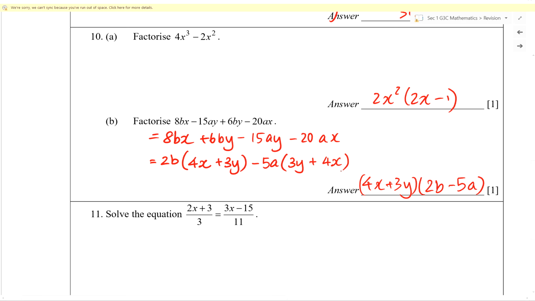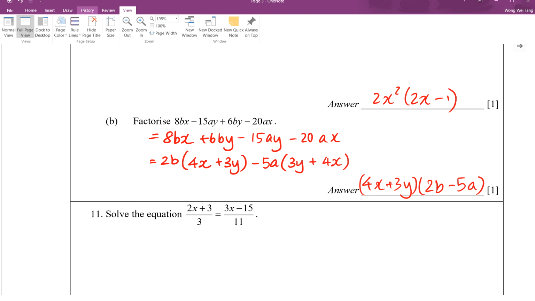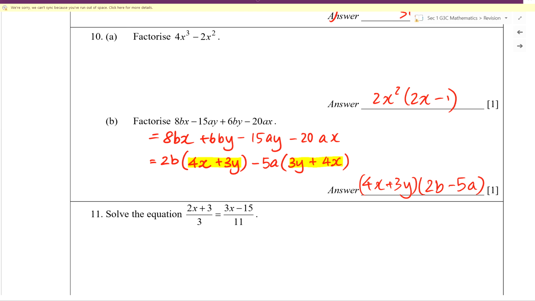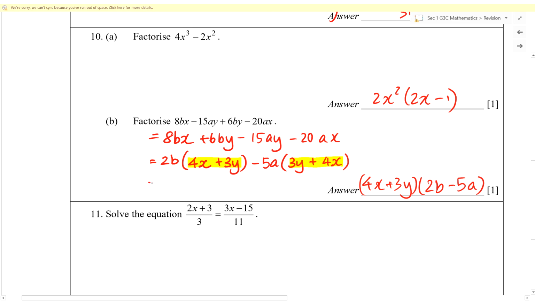You should be happy to see this because we have common factors over here already. 4x plus 3y, 4x plus 3y. So you can factorize them out again. Equals 4x plus 3y. In the other bracket, we have 2b minus 5a.